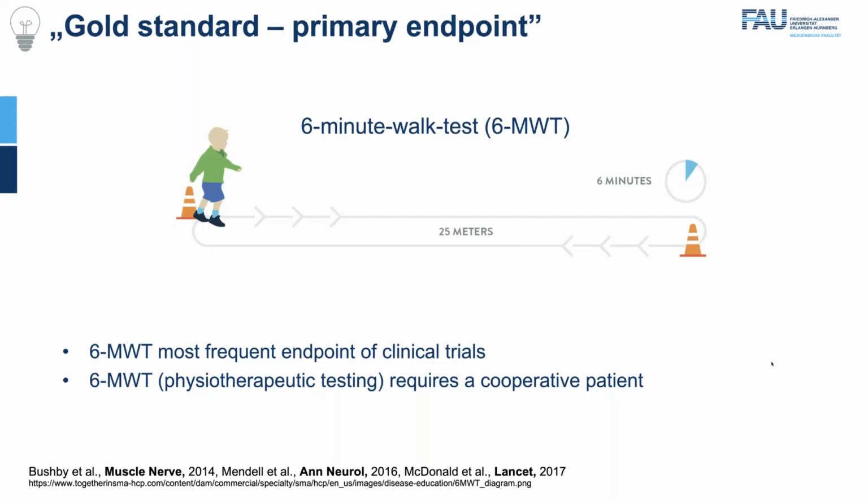And some of these tests are very easy. This is the 6-minute walking test, and you basically let these patients just walk for 6 minutes and count the distance covered by the patient. And this distance is kind of predictive for the disease, and it's also used as an endpoint in pharmaceutical studies, which is a problem because I would say each of these tests, whatever they are testing, and if they are physiotherapeutic tests, they require a patient who is cooperative, and maybe this is not really doable in very young patients.